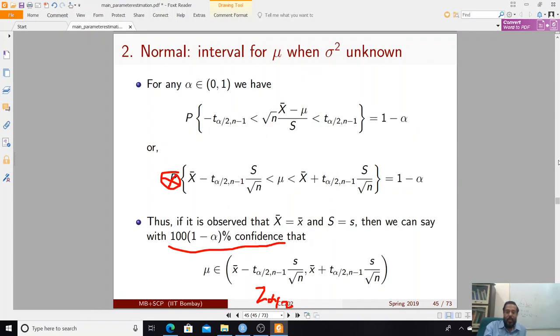Now, one thing you might want to take note of is that we have used the capital X bar and the capital S over here, and here we have used the lowercase x bar and lowercase s. In case we want to refer to this as a random variable, we use the uppercase. And when we are substituting the realization of that variable, a numerical value, we use the lowercase.